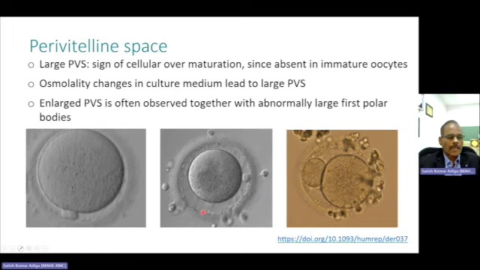Sometimes in the lab, osmolality changes in the culture medium can also lead to a large perivitelline space. The enlarged perivitelline space is often observed together with an abnormally large first polar body, as you see here in the third picture.